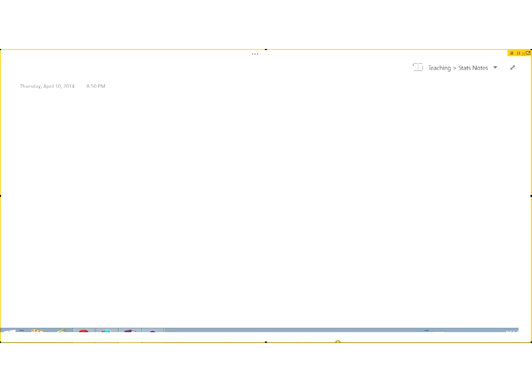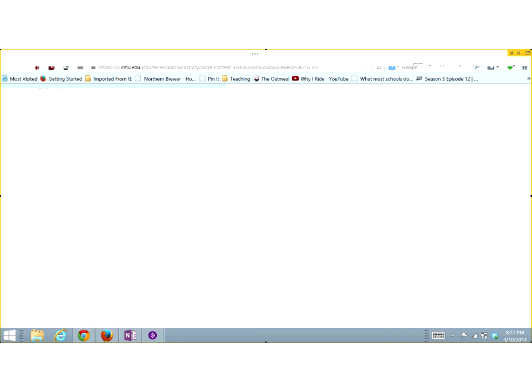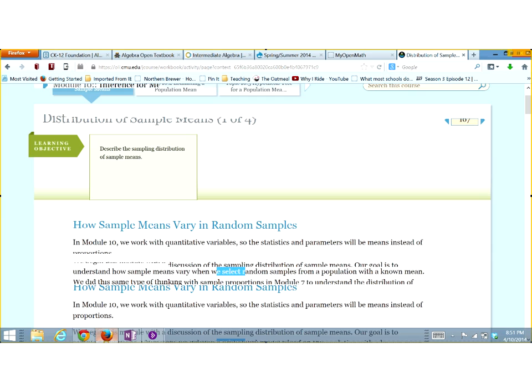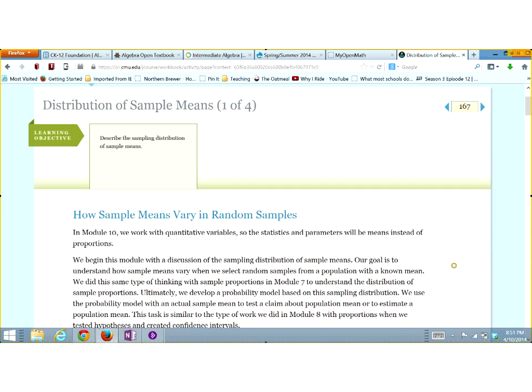Tonight we're going to cover Module 10, at least part of it anyways. We'll save the last part for next week. So 10.1 is about the sampling distributions for sample means.